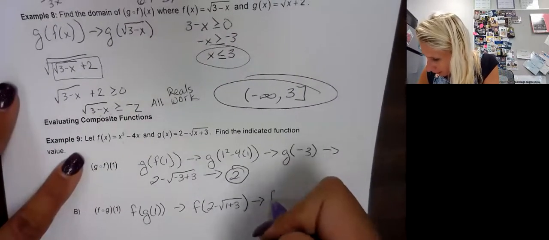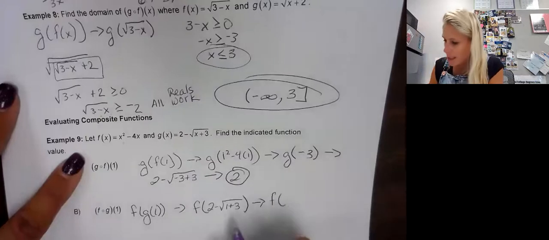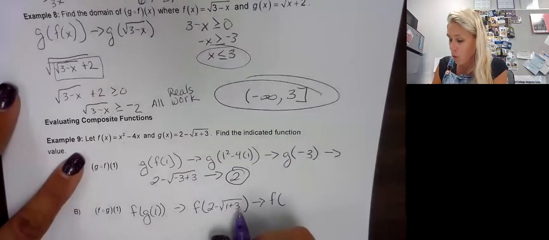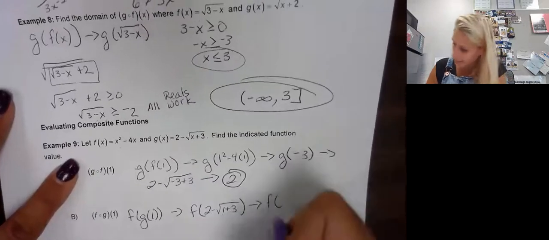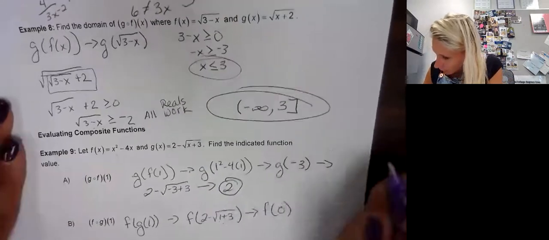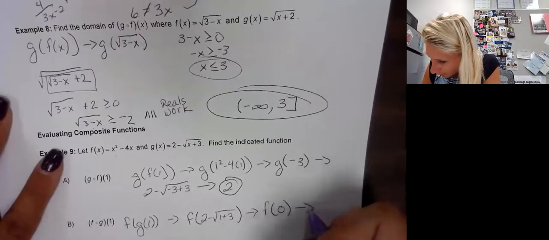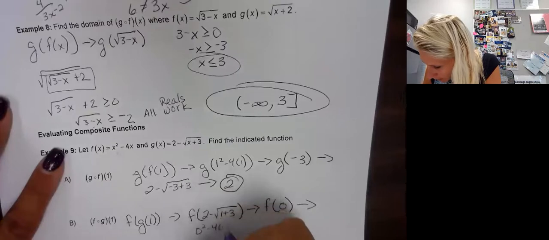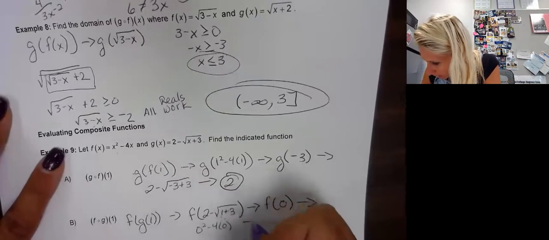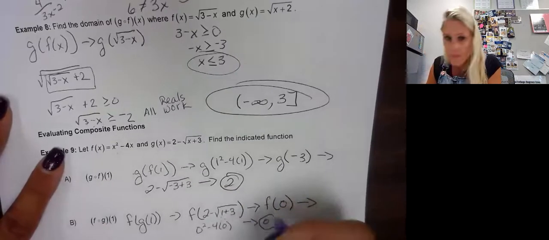Then I have f of, let's see, 1 plus 3 is 4. Square root of 4 is 2. 2 minus 2 is 0. So when I plug in that for f, I get 0 squared minus 4 times 0. And my answer is 0.